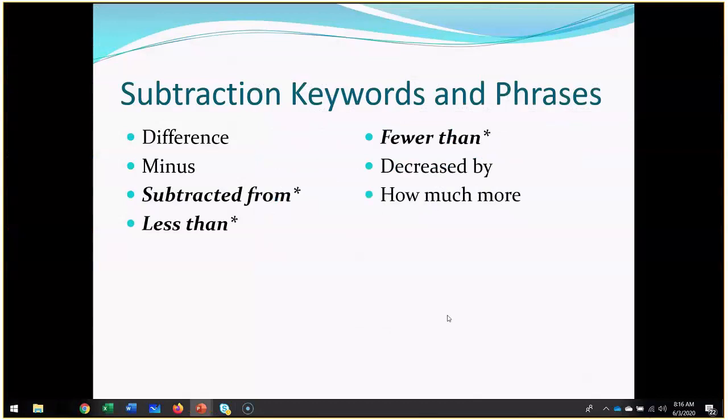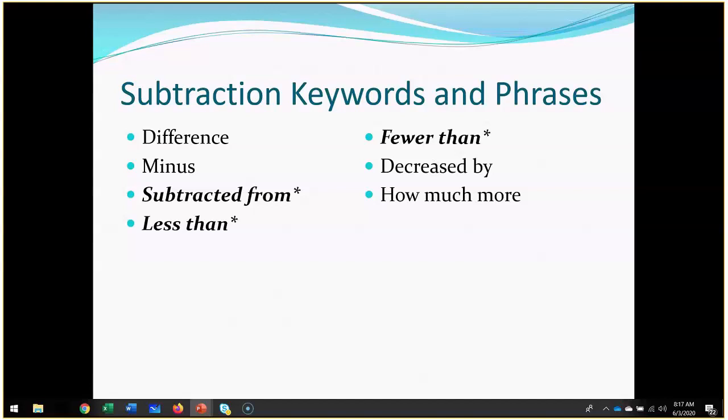So let me repeat that again. When you're working with word problems and you see the words difference, minus, or decrease by, you know that means subtraction, but you're going to subtract in the order that you see the numbers in the problem. If you see the words subtracted from, less than, or fewer than in a problem, you're still going to subtract, but you have to switch the order around that you see it in.